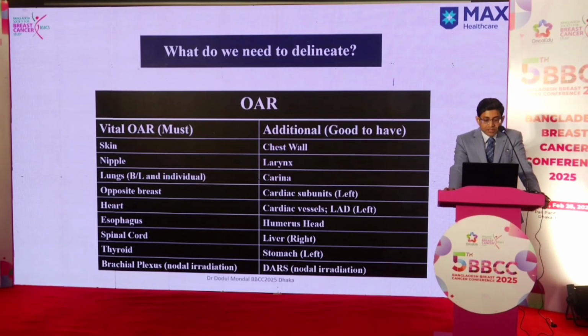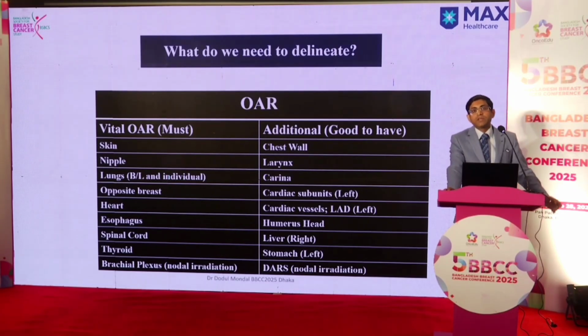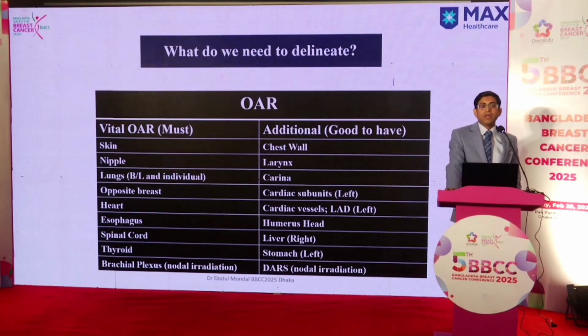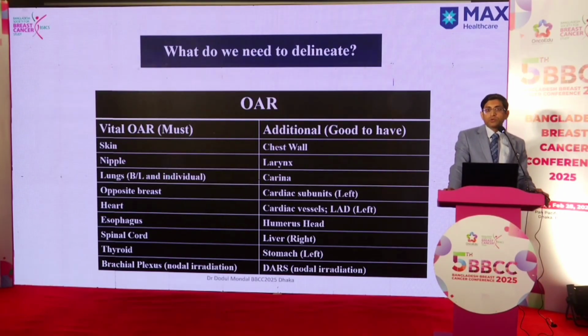And then good to have structures: the chest wall, larynx, carina, cardiac subunits, particularly for left-sided breast cancer, the cardiac vessels, mainly the LAD, head of humerus, and for right-sided breast, the liver. Many centers do not contour liver for right-sided breast, but we have seen that the mean liver dose can be as high as 7 to 10 gray when unoptimized versus 1 to 2 gray when it is optimized. So there is a significant dose difference in liver for right-sided breast tumors, particularly when the patient is treated with IMRT or VMAT or ARC treatment or helical tomotherapy.